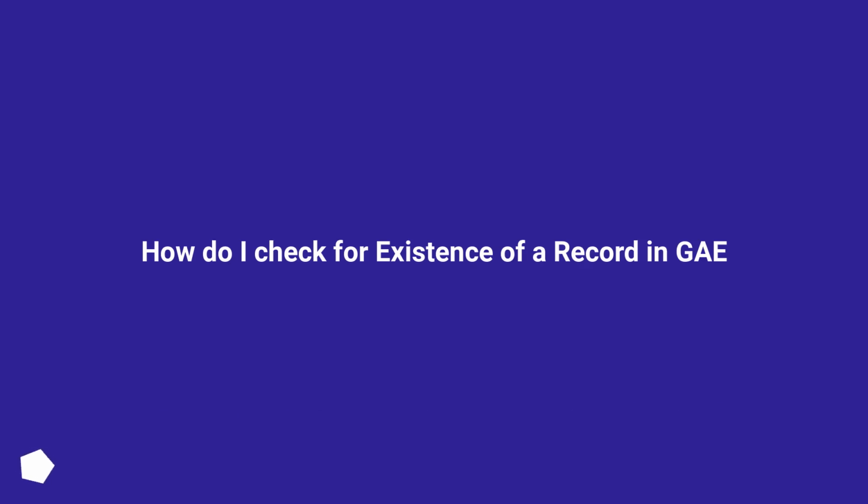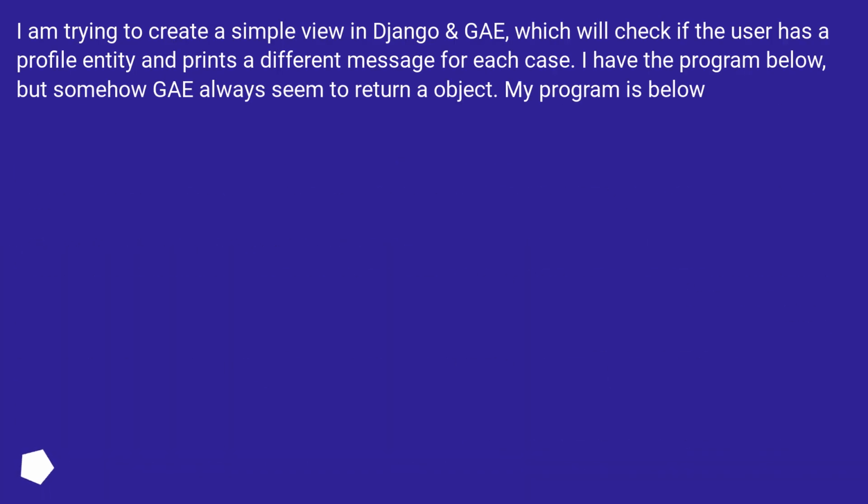How do I check for existence of a record in GAE? I am trying to create a simple view in Django and GAE, which will check if the user has a profile entity and print a different message for each case. I have the program below, but somehow GAE always seems to return an object. My program is below.